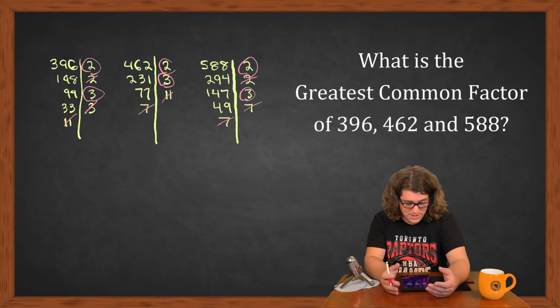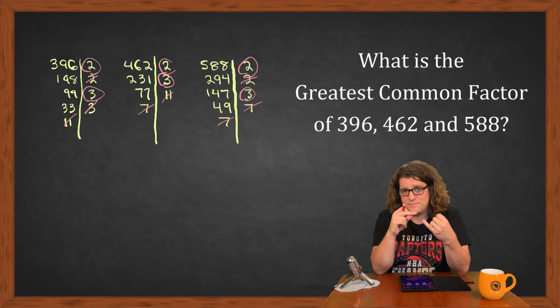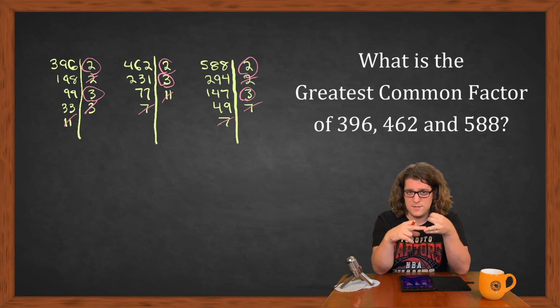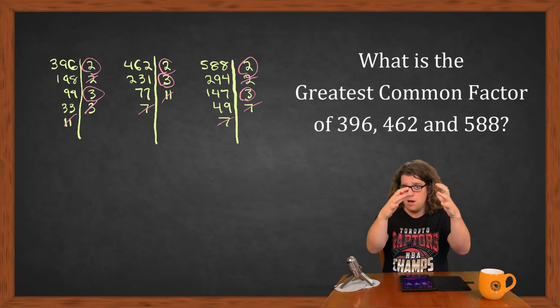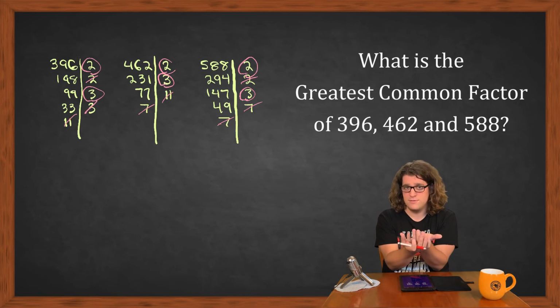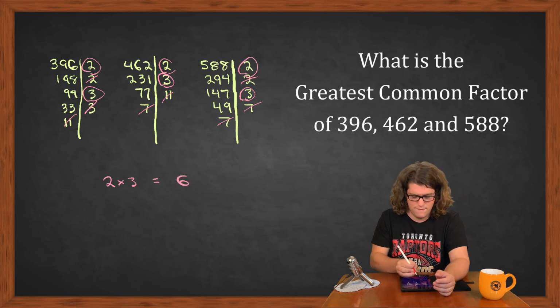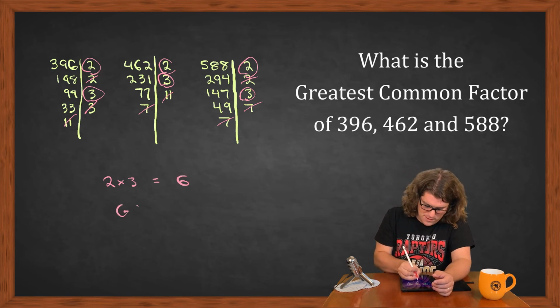So what ends up happening is we can see that the 2 is shared between all 3 of the numbers, and the 3 is also shared between all 3 of the numbers. So what do we do with the 2 and 3 prime factors that are shared? Well, we can make a bigger multiplied number with those together, which would be 2 times 3. And so we would have, for these particular 3 values, a greatest common factor of 6.